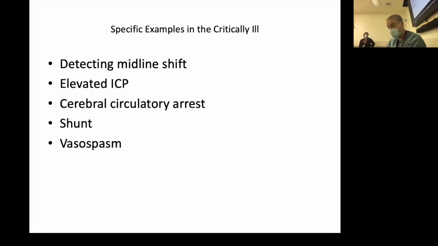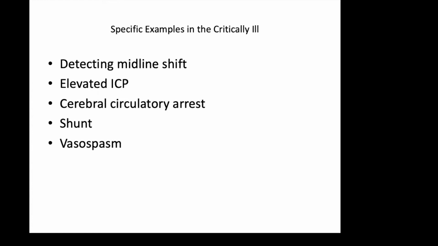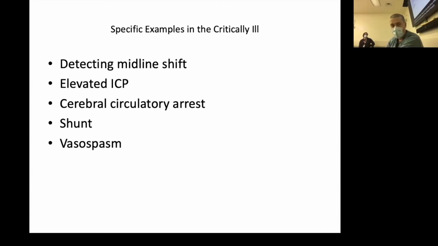The ones I want to cover are detecting midline shift, elevated intracranial pressure, and cerebral circulatory arrest. Notice I make that distinction between cerebral circulatory arrest and brain death. They are not the same thing whatsoever. Then shunt, which we do a lot of, particularly in the context of Vincent and Brian's COVID-19 shunt study, and vasospasm, which we do not do a lot of, but I think it's important to understand how to do it, and it guides a lot of our principles.